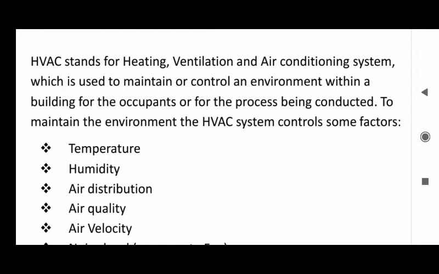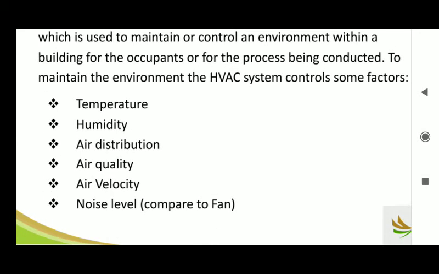Then air distribution. Your air conditioning system has a fan that blows the air that has been conditioned by your system to the required space. You understand? So air distribution matters within the space. Then air quality. Air quality also matters because your air conditioning system ensures purified air within that space. Air velocity also matters. If the air velocity is too high, there's every tendency that the air moving through the duct or through the system will produce noise, and noise is not required within a space.